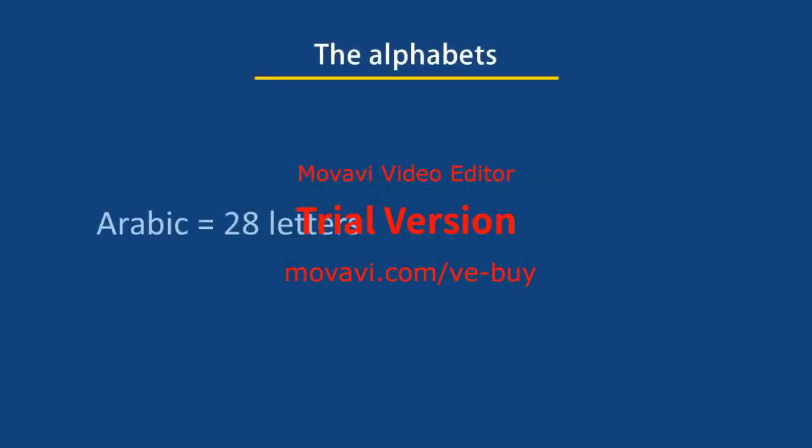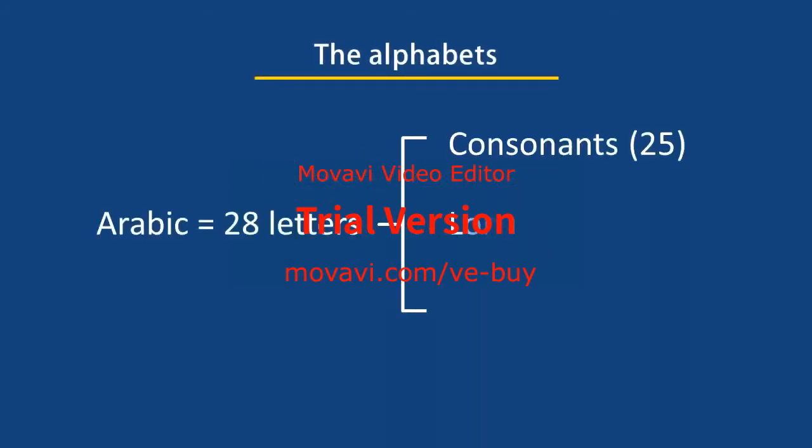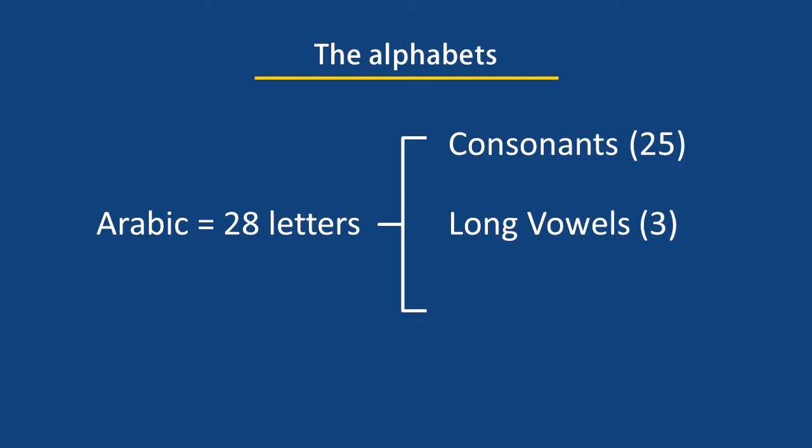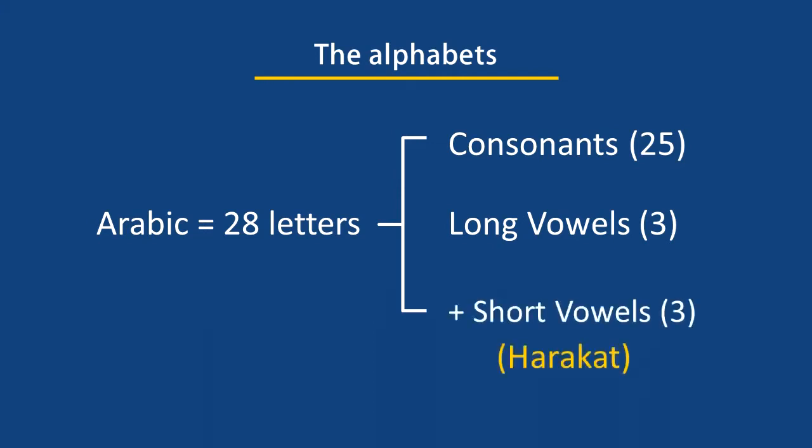Arabic has 28 letters. 25 of them are consonants and 3 of them are long vowels. There are 3 short vowels in Arabic. Actually, they are not letters, but some marks that are put over or under a letter in order to help make the pronunciation very nice and smooth. I'm going now to explain the vowels in some detail, and later we'll explain the consonants very quickly.